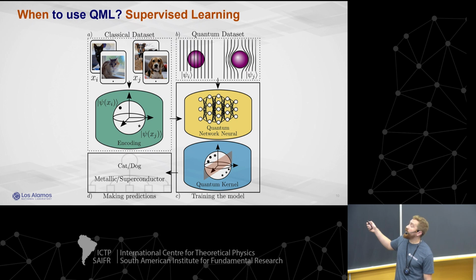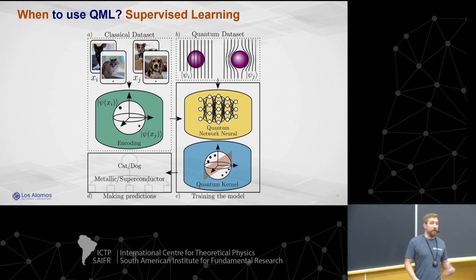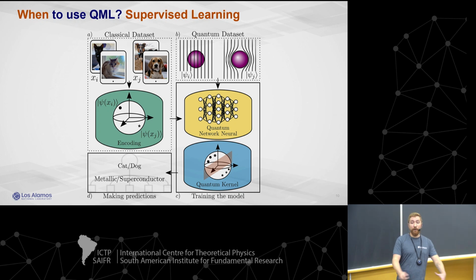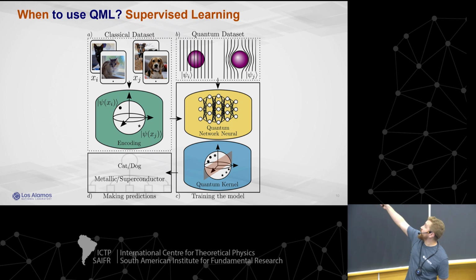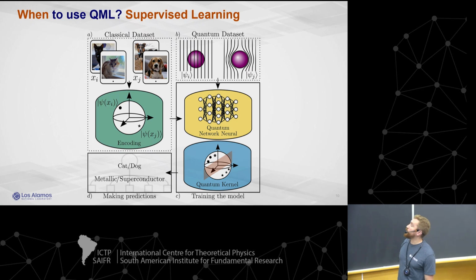In the case of quantum data, we will assume that this already lives inside of a quantum computer. So maybe you've already done your VQE, you found a bunch of ground states, and you want to predict whether they're superconducting or metallic. So you would do the same thing. You would train a model that will try to do the prediction.